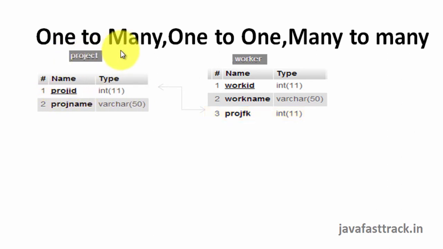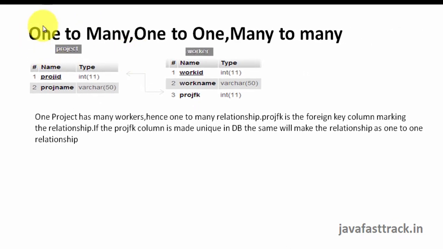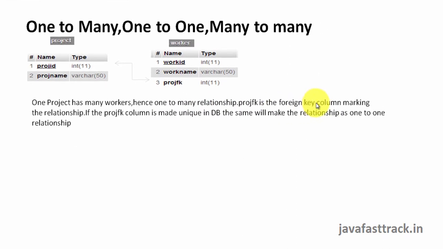All you have to do is just create the two tables properly. This is a one-to-many relationship. One project has many workers. Hence we call it a one-to-many relationship. Proj FK is the foreign key column marking the relationship.